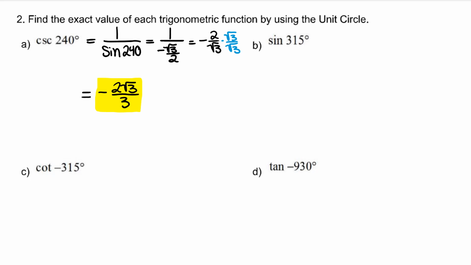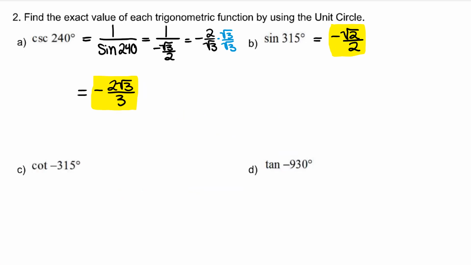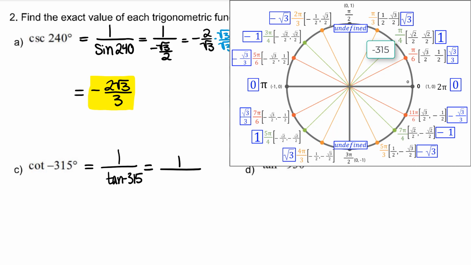Part B, sine of 315 degrees. Sine corresponds with the y value, and the y value at 315 degrees, equal to 7 pi fourths, would be negative root 2 over 2. Cotangent of negative 315 degrees. Cotangent is the reciprocal function to tangent, so this would equal 1 over tangent of negative 315. Negative 315 is the same as positive 45 degrees. Tangent of 45 degrees is 1. 1 over 1 is 1.